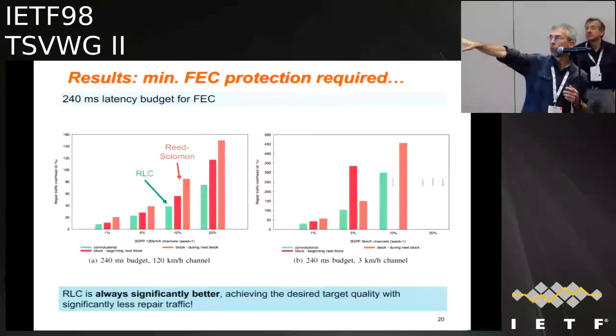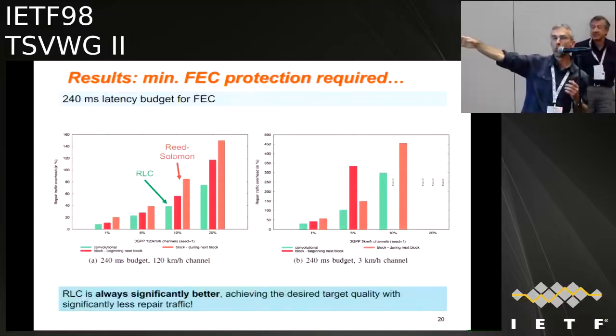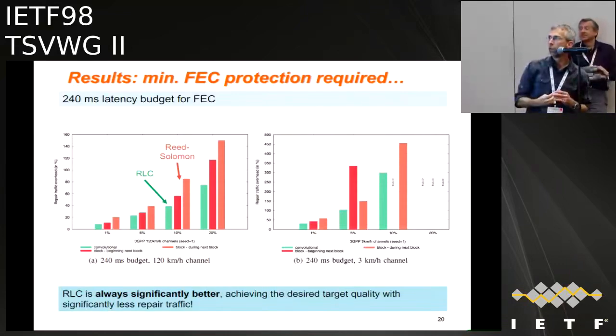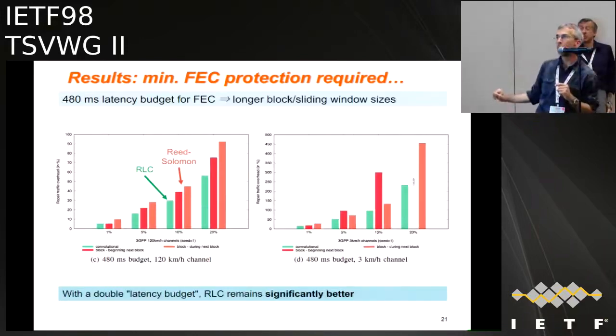As you see, the right part is for the pedestrian mobility channels. The left part is for the vehicle passenger mobility channel. You can see for the pedestrian on the right that there are a few channels where there is no solution. You cannot support them, so there is no curve, no red or green boxes in that case. It's impossible. You need a larger latency budget, which is the case in the next slide.